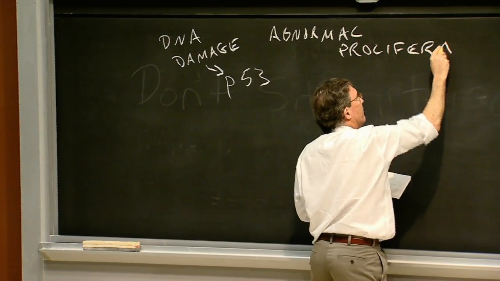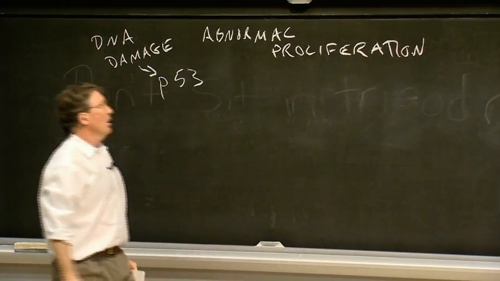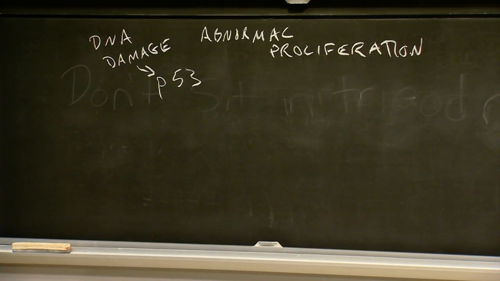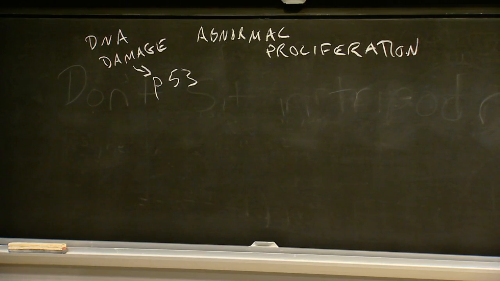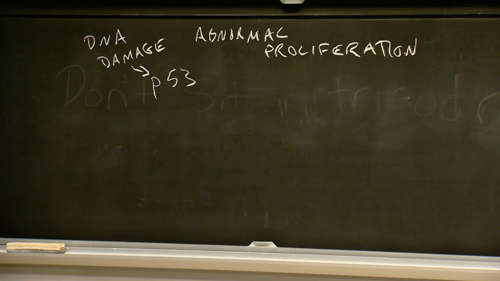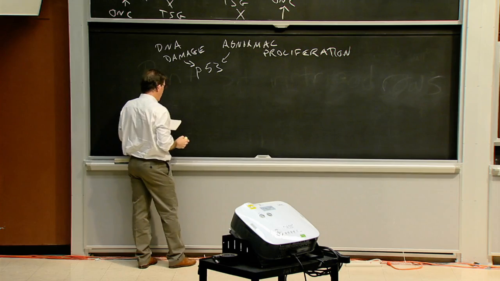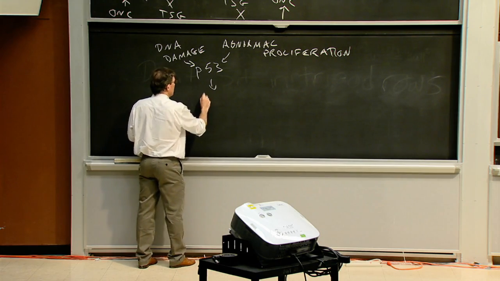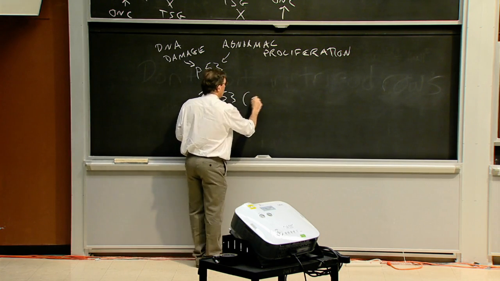As will a fascinating process, which is still incompletely understood, where the cell can recognize that it's dividing inappropriately, abnormal proliferation. The cell's dividing when it shouldn't. This gets detected, and this too can feed into the p53 pathway, and this leads to an increase in the levels of the p53 protein.